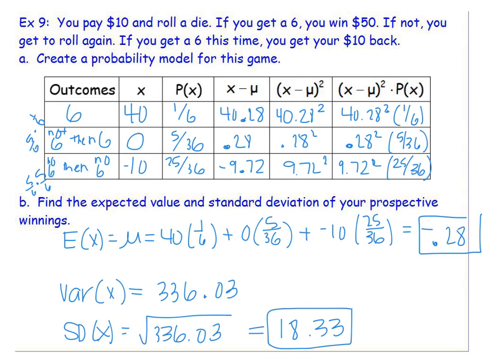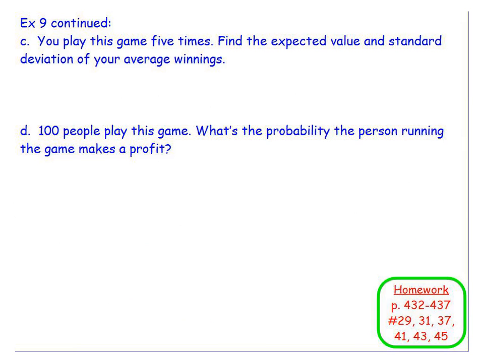So we found this information because this information represents the population. So mu is negative 0.28 and sigma is the 18.33. So now we're going to build on this and we're going to answer some sample questions. So you play this game 5 times in a row. Find the expected value and the standard deviation of your average winnings.